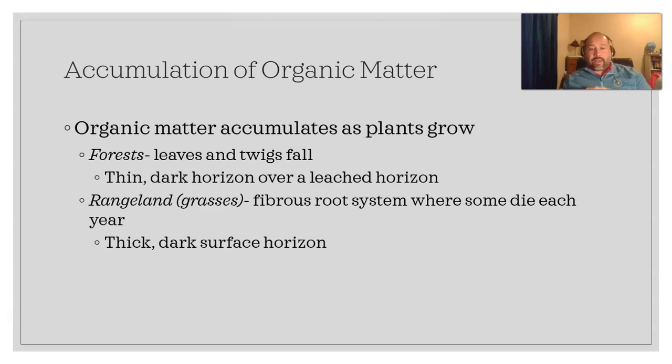So in the rangeland systems, you've got a fibrous root system where some of it's going to die every year, and so you're going to end up with a thick, dark surface horizon because you don't have that leaching happening as much. So you get much more of an accumulation of a thick surface horizon of organic matter.